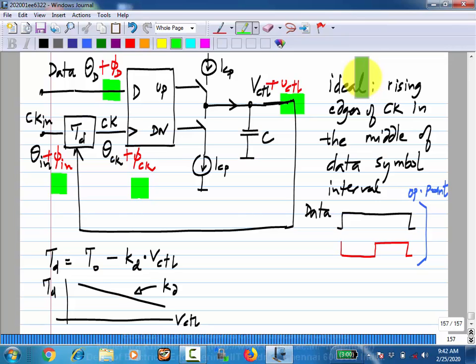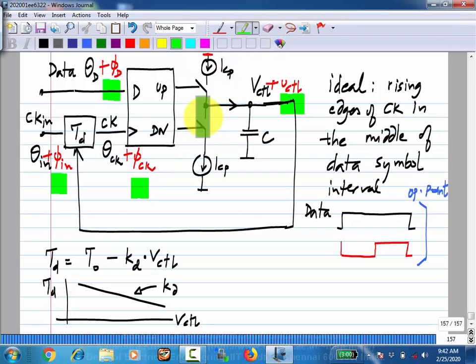So you have some operating point, which is the locking point of the CDR. In the ideal case, that is when the rising edges of the clock are in the middle of the data interval, and then you have deviations from that. This could be due to anything. I just took two examples, when the input data has jitter or the input clock has jitter, but it could be neither.